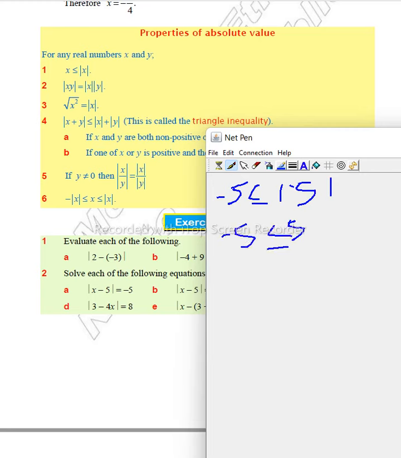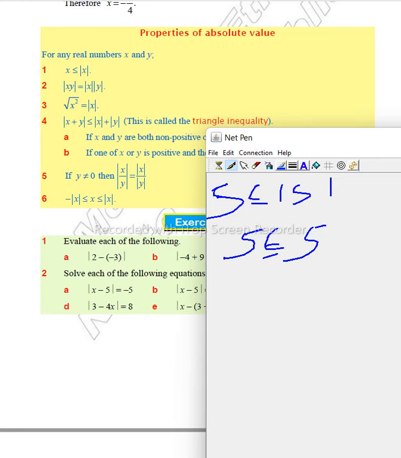Again, another example. If x is a positive number, for example, if you take 5, 5 is equal to 5. So the absolute value of 5 is equal to 5, so it is equal, so less than or equal to. So this is the first property of absolute value.